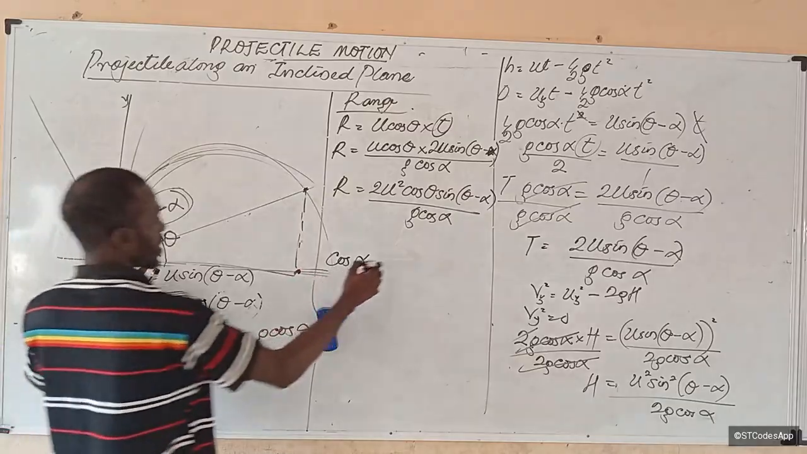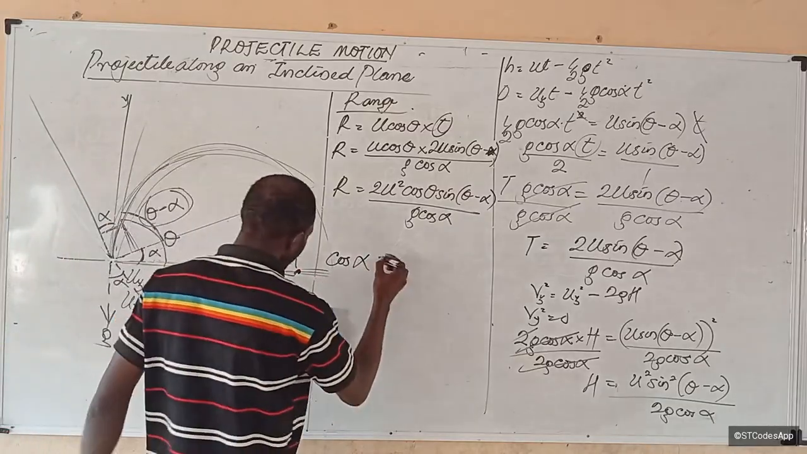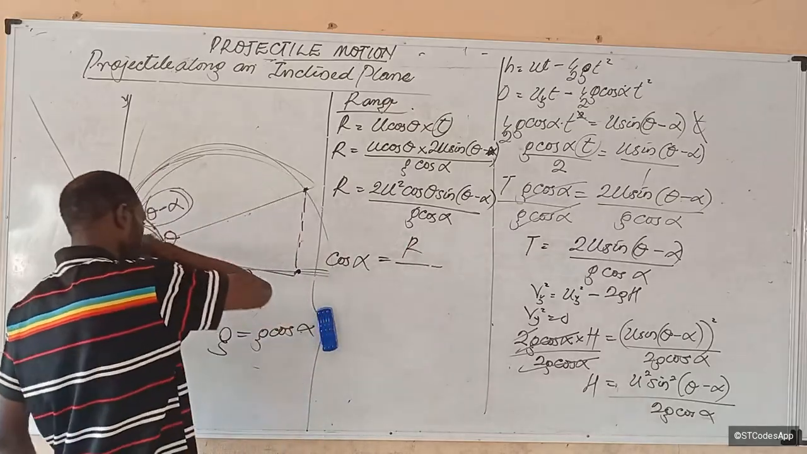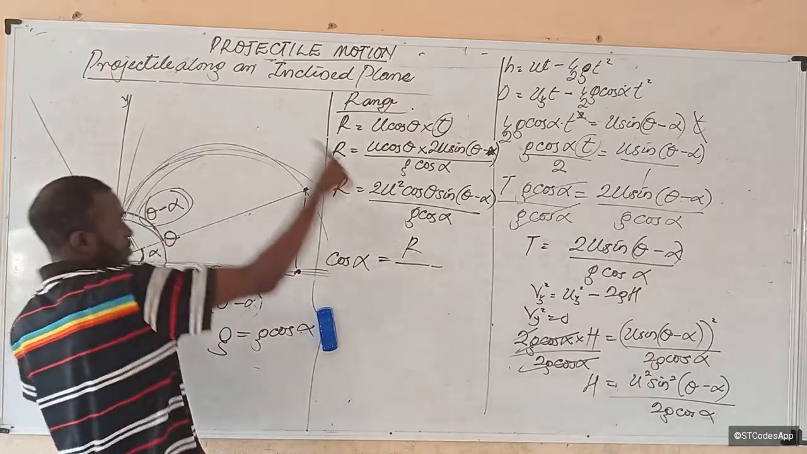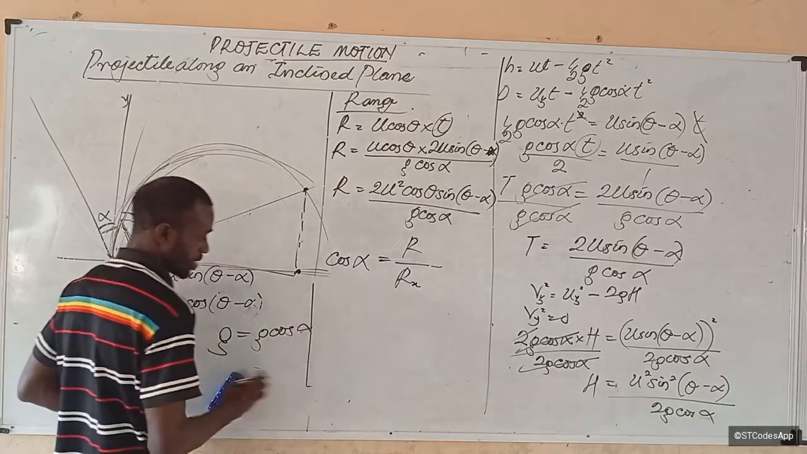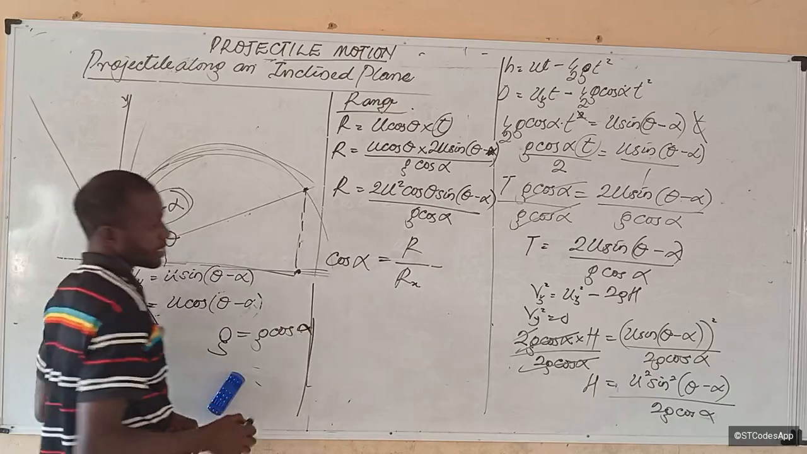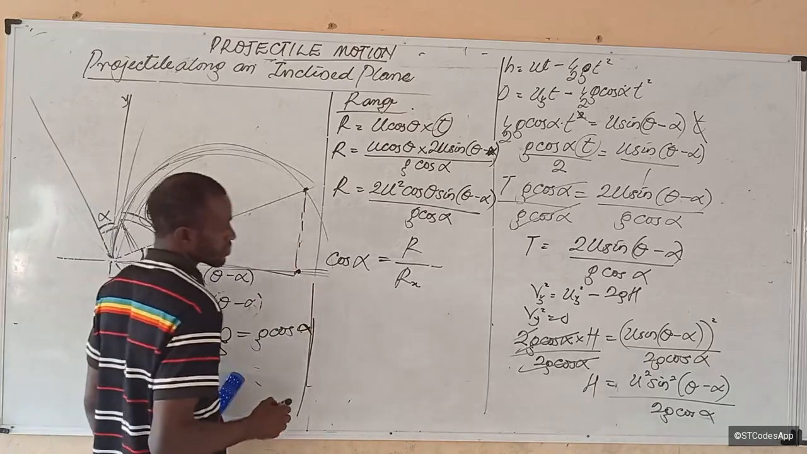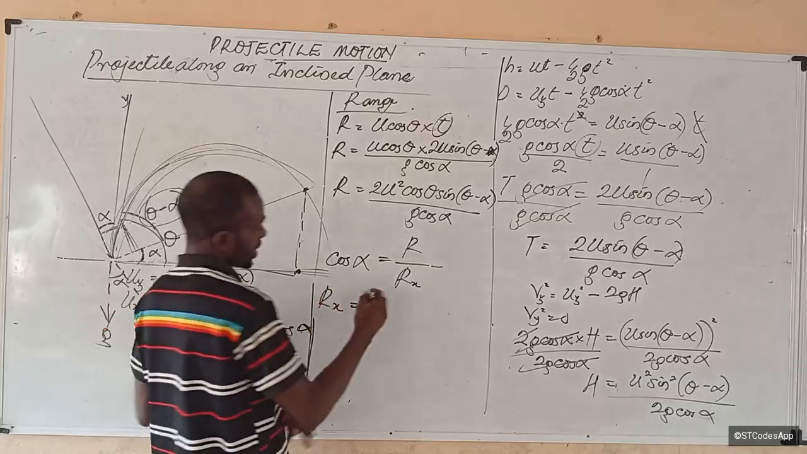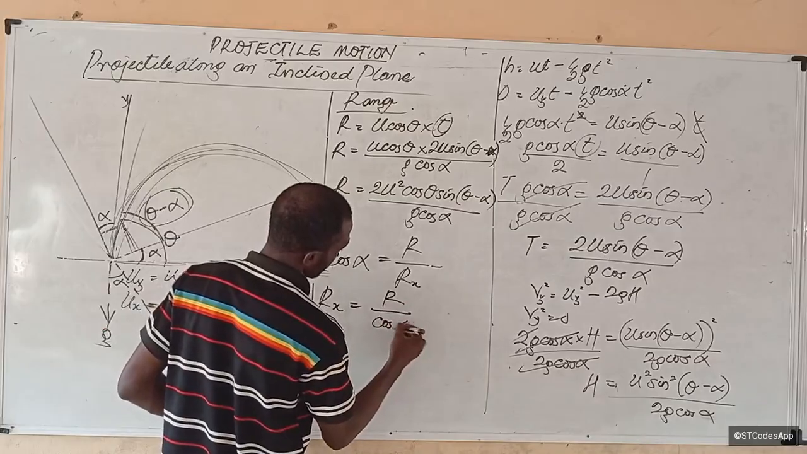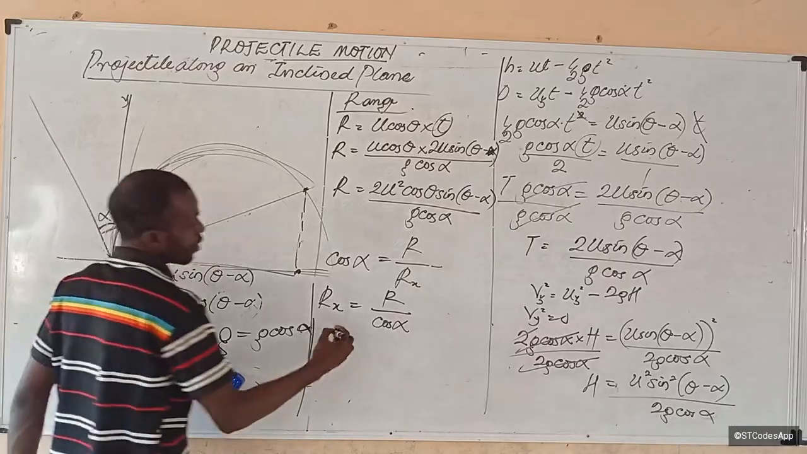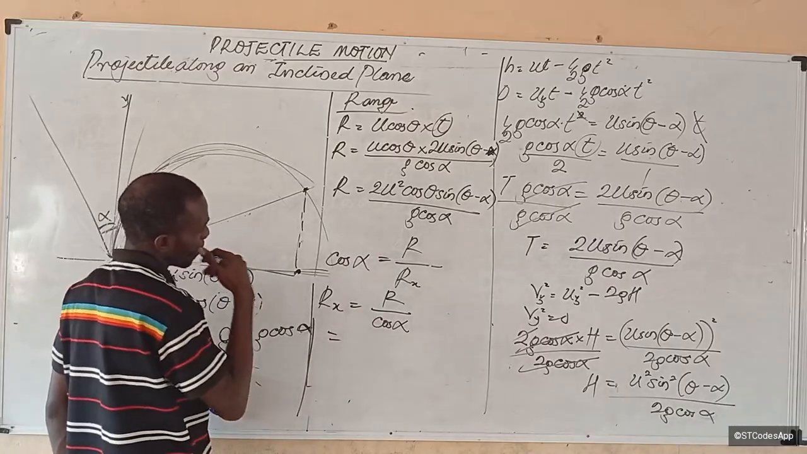So if that's the case, then using the same expression, in this triangle cos phi will be what? Adjacent, which is our range, over the hypotenuse, which is the range we are trying to calculate, r sub x. So the range on an inclined plane, r sub x, will be equal to, we cross multiply, r over cos phi. That's what we did. It was this one that changed.